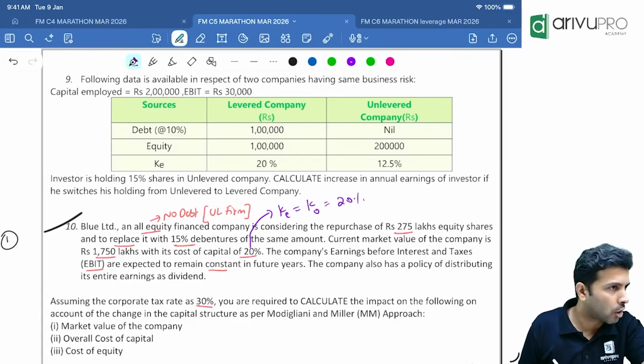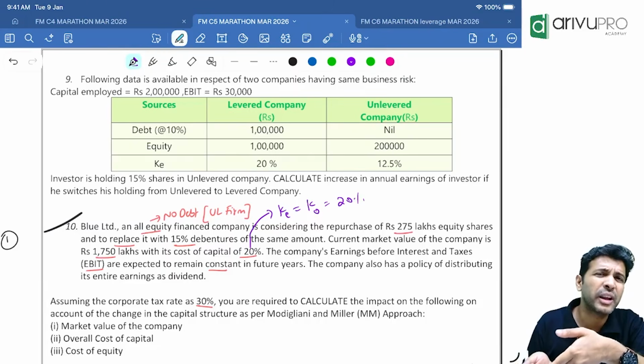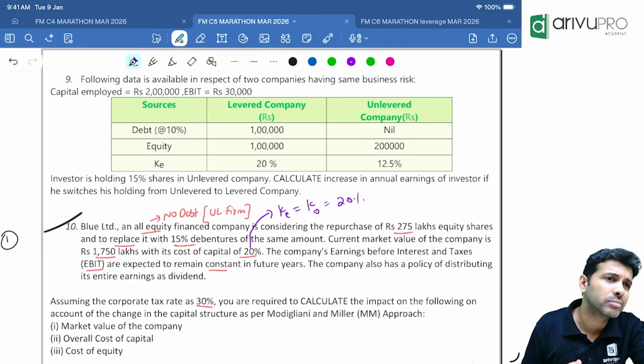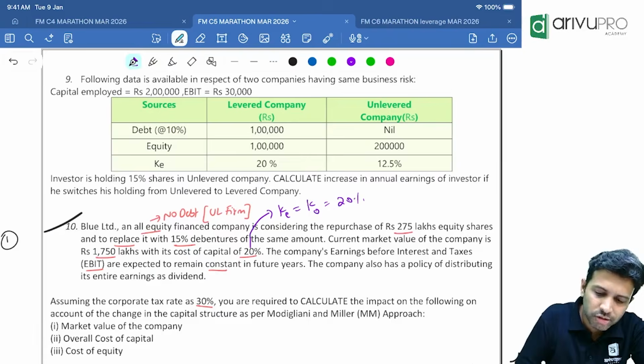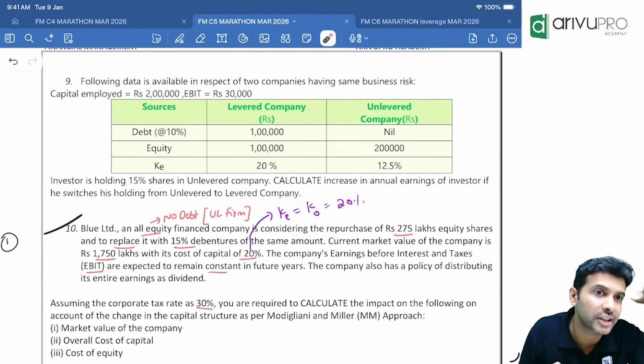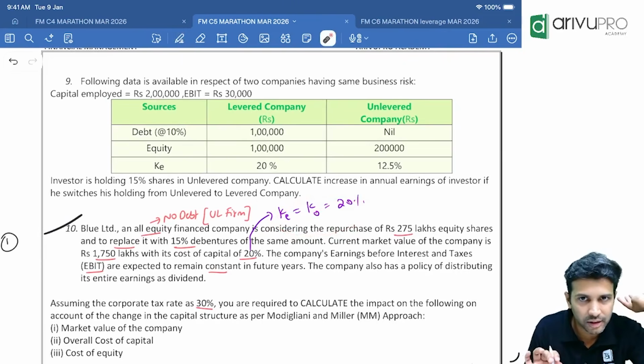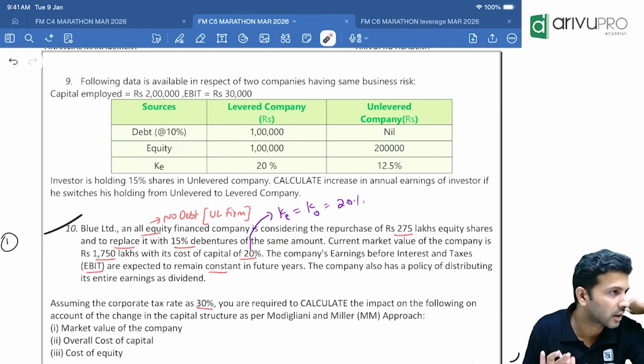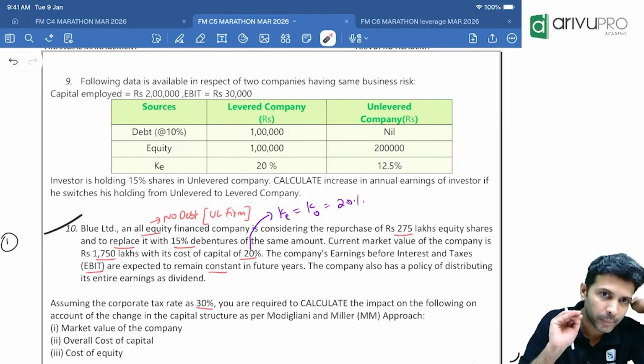Weights multiplied by the cost. 100% equity means what is the weightage of equity? 1. So that means cost of equity itself will become the overall cost of capital. That's the current setup. Do you agree with me? Because other than equity, we don't have any other source of finance at all currently.